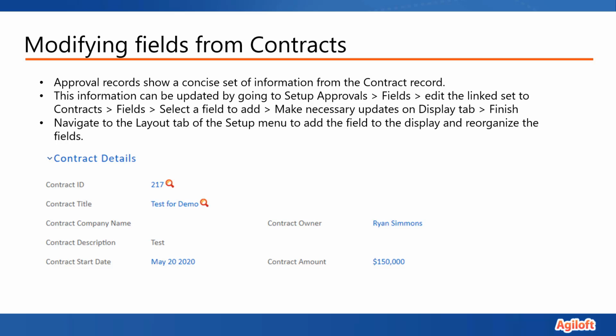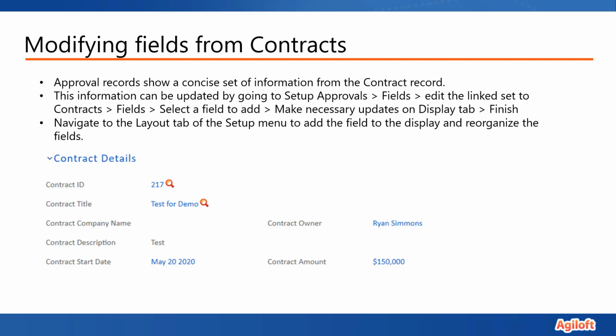Update these fields in the Setup menu of Approvals by going to the Fields tab and editing the linked set. Once the linked field set is updated, navigate to the Layout tab to reorganize the fields. Before going through this process of adding fields, consider whether this will save the approver time.